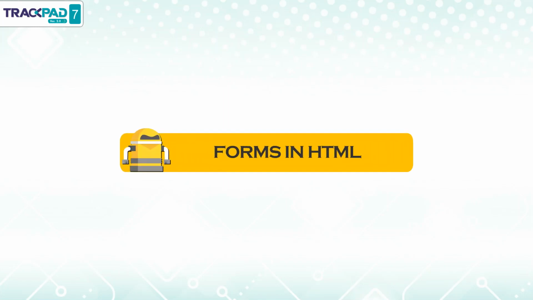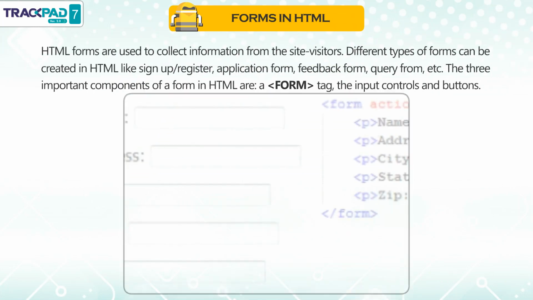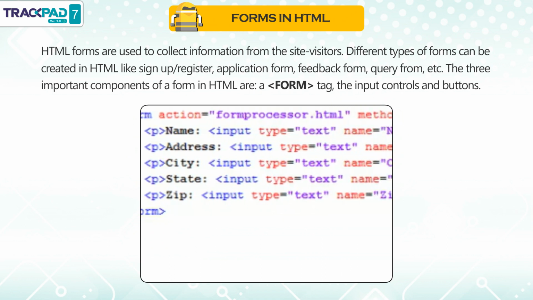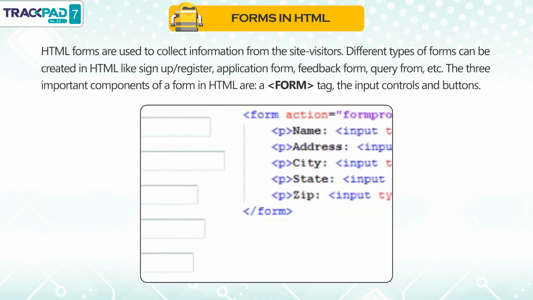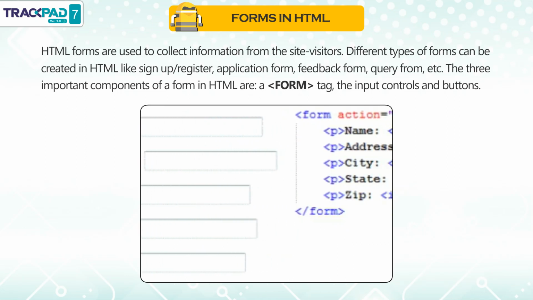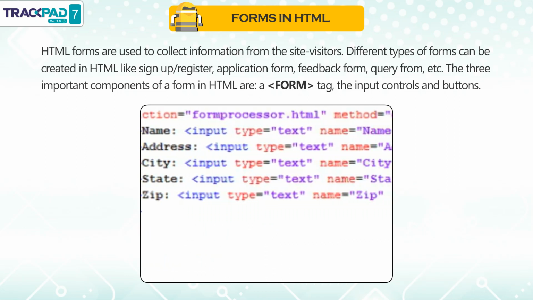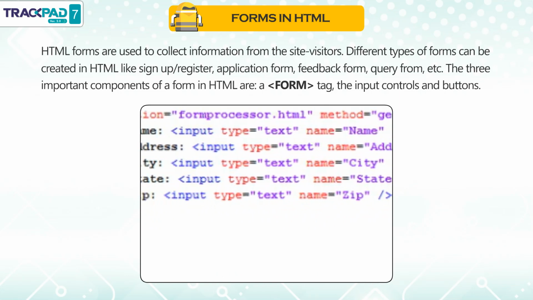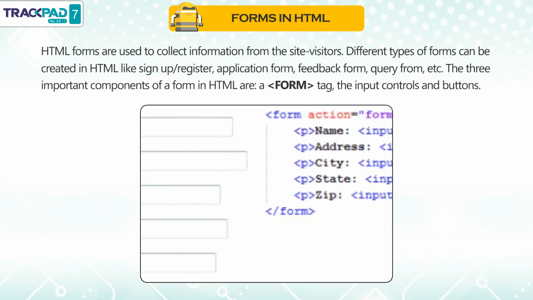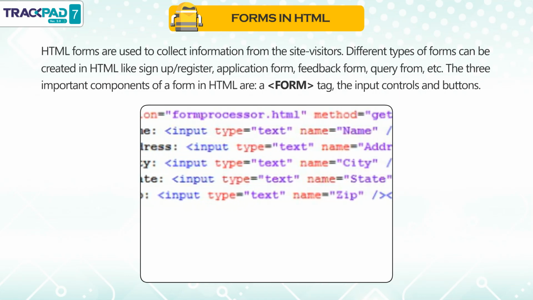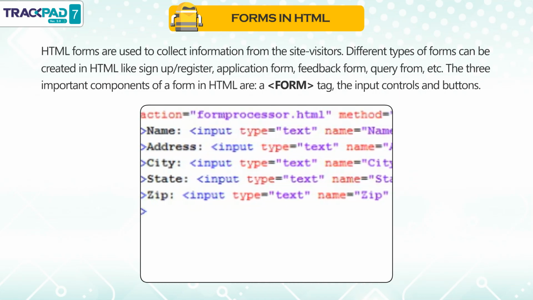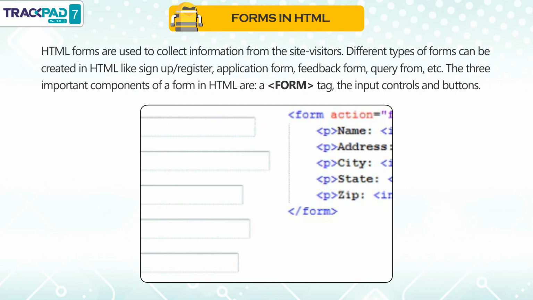Forms in HTML. HTML forms are used to collect information from the site visitors. Different types of forms can be created in HTML like sign up or register, application form, feedback form, query form, etc. The three important components of a form in HTML are a form tag, the input controls, and the buttons.